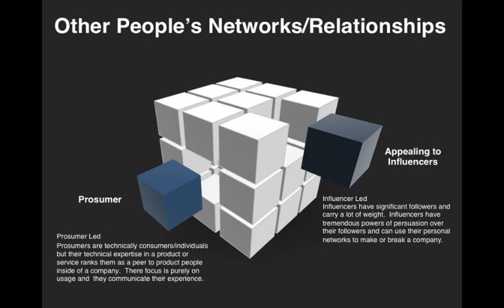Other people's networks and relationships. Appealing to influencers: influencers have significant followers and carry a lot of weight. Influencers have tremendous powers of persuasion over their followers and can use their personal networks to make or break a company. Prosumers: prosumers are technically consumers and individuals, but their technical expertise in a product or service ranks them as peer-to-product people inside of a company.